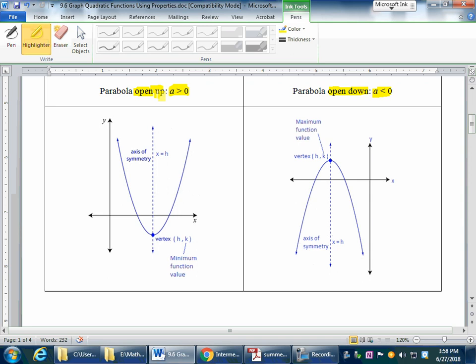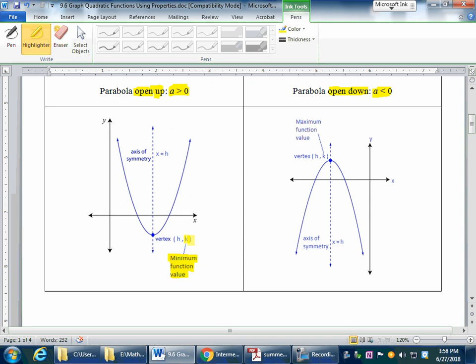So what is the other property that we want to look at? If the parabola is opening upward, your vertex is the lowest point among all the points on the parabola. So we get the minimum function value. The function value is your y value, which is the y-coordinate of the vertex. So again, this is how we remember it: if the parabola is opening upward, we get a minimum value.